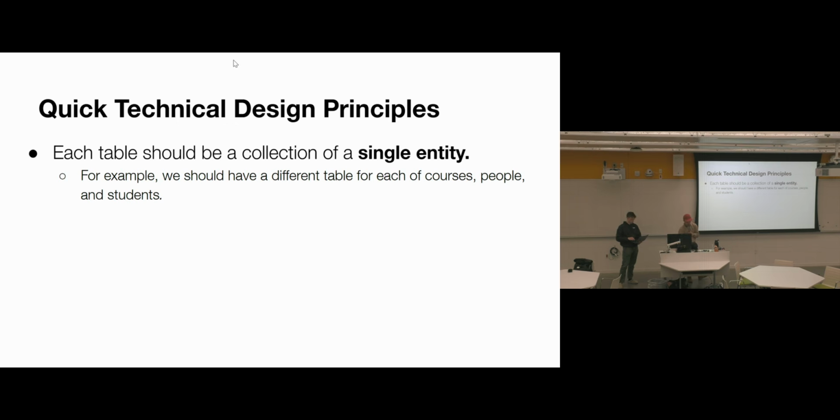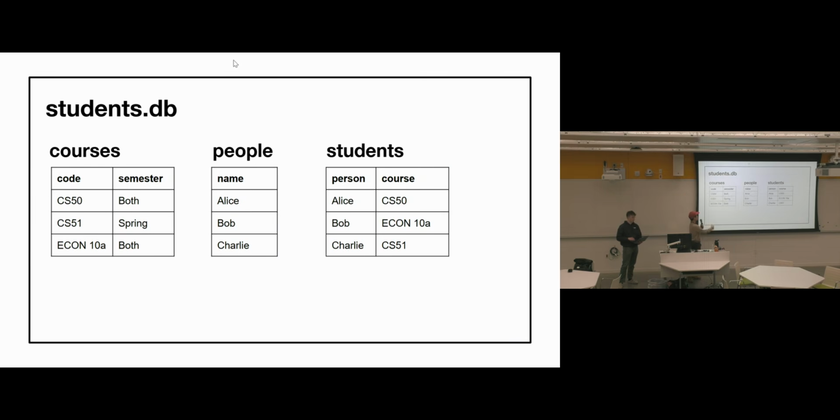So what does that actually mean? For example, let's say you have a database called students. And inside there are 3 separate tables. One table that says courses, one table that says people, and one table that says students. So all of these are related to each other, but they are in separate tables. They all help convey a message.